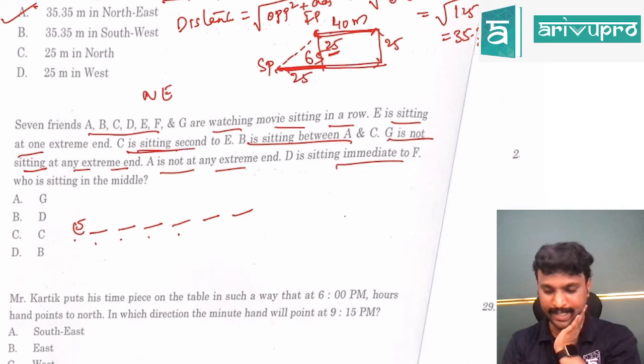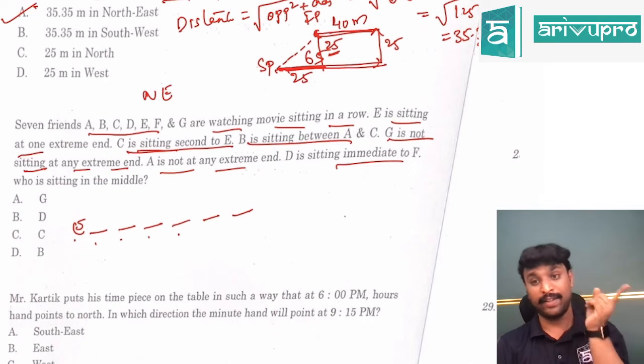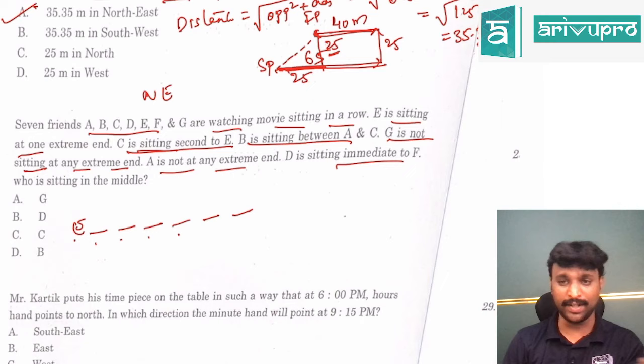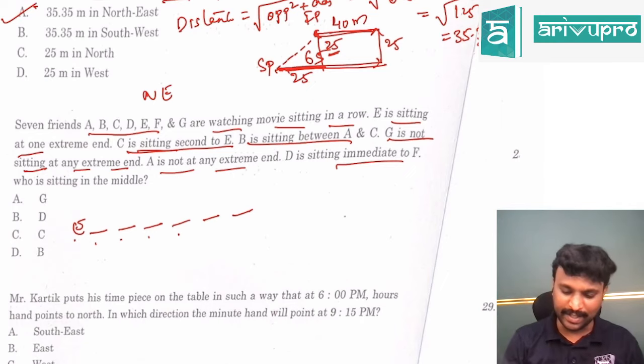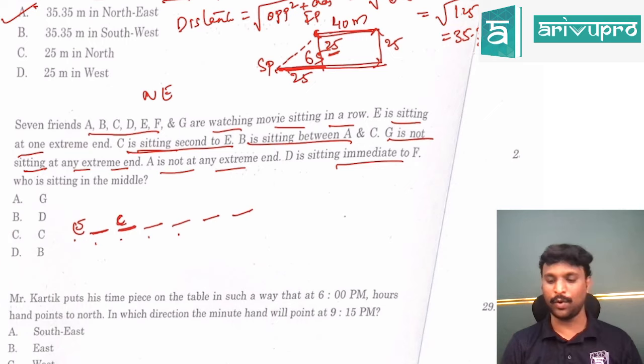C is sitting second to E. Guys, whether second right or second left, they have not given. Since we have assumed E at the left extreme, second to E obviously means second right, going from the first right to this position. So definitely second right to E is C. So C will sit over here.